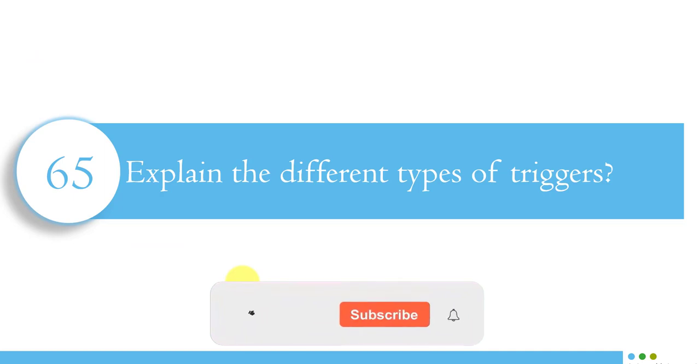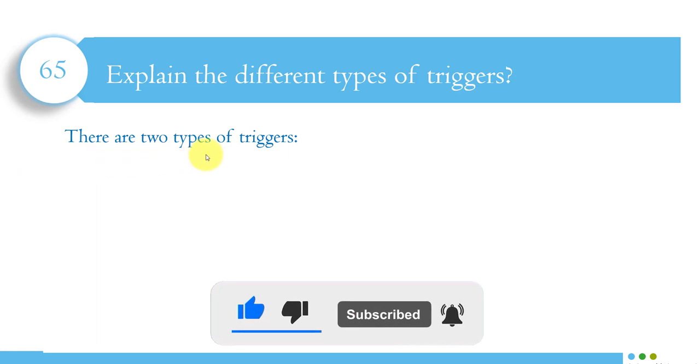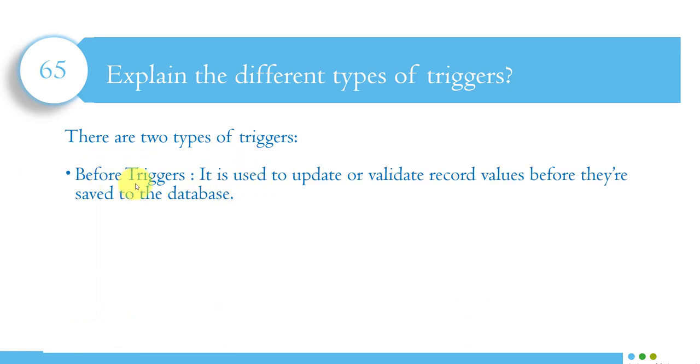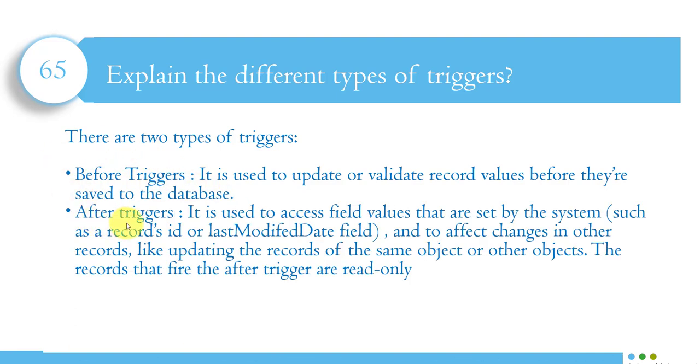Explain the different types of triggers. There are two types of triggers in Salesforce. One is before triggers. What do you mean by a before trigger? As the name suggests, it is used to update or validate record values before they are saved into the database. Anything which is done before saving into the database is nothing but a before trigger. Anything you want to do after the record is saved into the database is called an after trigger. After triggers are used to access field values that are set by the system, such as record IDs or the last modified date field.